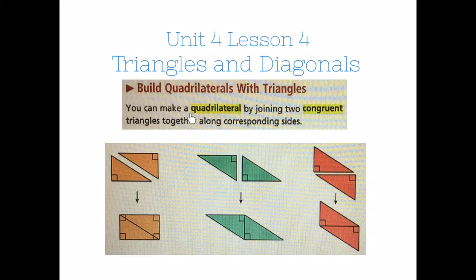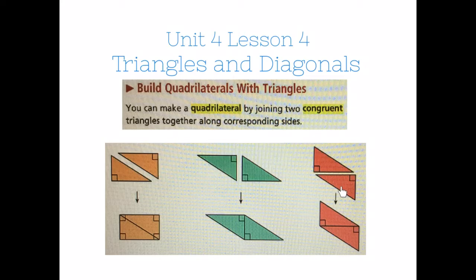It says here you can make a quadrilateral by joining two congruent, so same size, same shape, triangles together along corresponding sides. So as you can see here, we've created a rectangle, which is a quadrilateral, four-sided polygon, using two congruent right triangles. Now, this time we put them together on the slanted side. But if you took those right triangles and put them together on the smaller base side with the right angle here, you could create a parallelogram that's quite long.